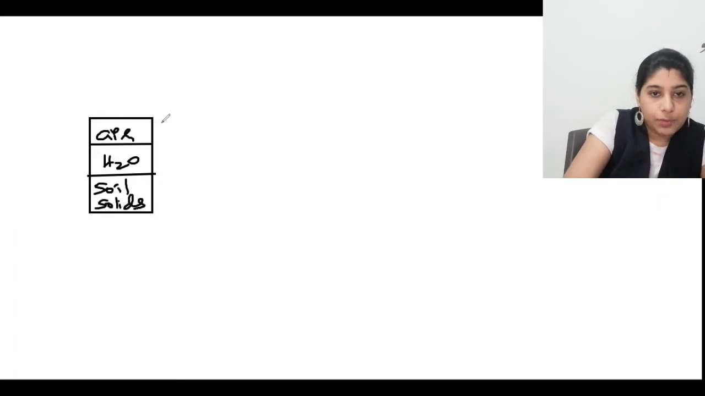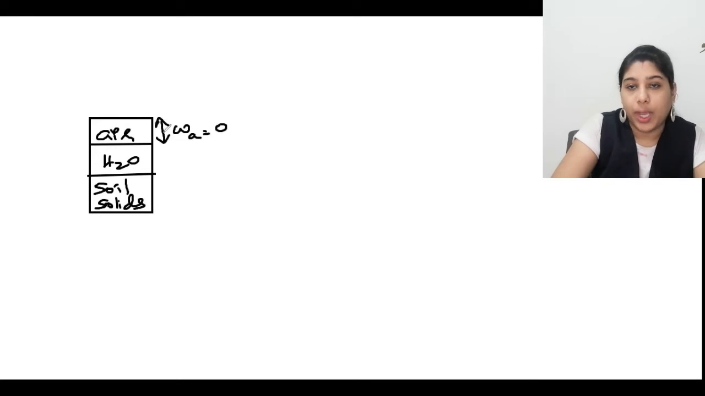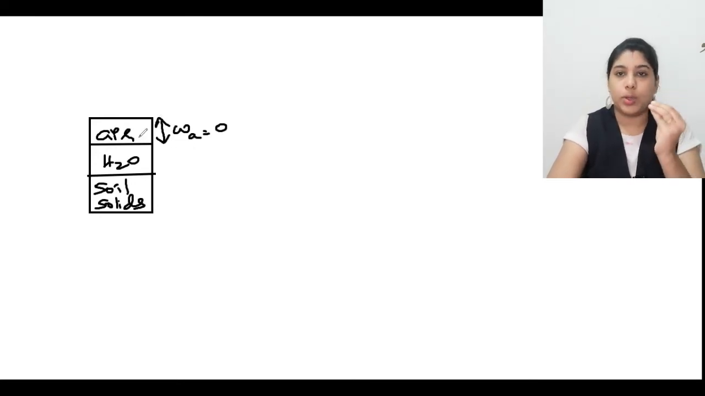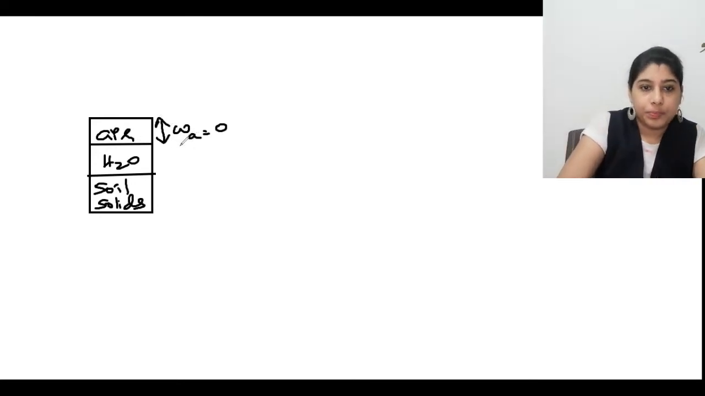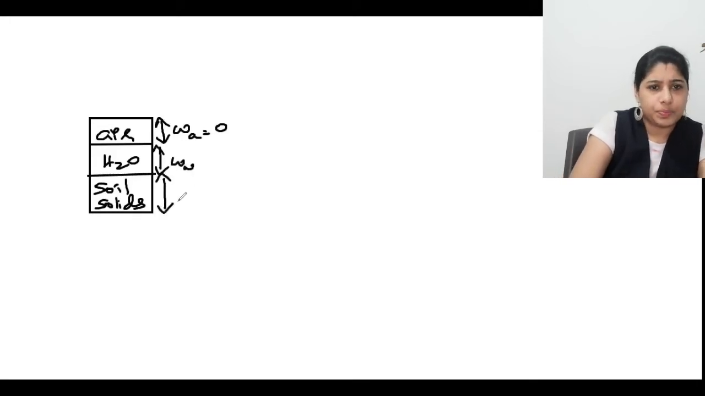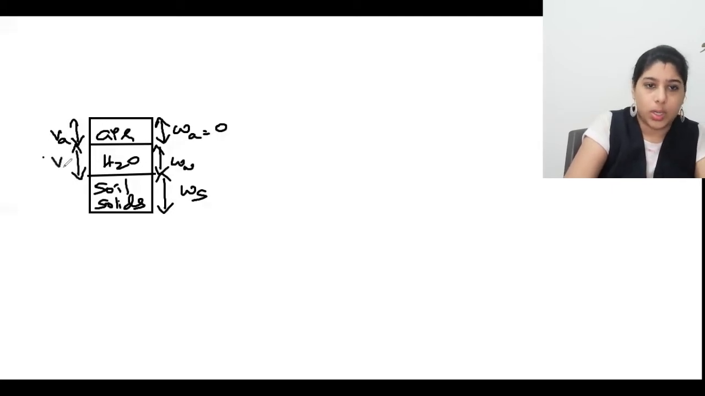In the air portion, the weight of air we consider as zero because it is a very negligible value. In the water portion, we consider it as WW. And the soil solid portion, the weight is considered as WS. Here is the volume of air, here in case of water we call it volume of water, and this is volume of soil solids.